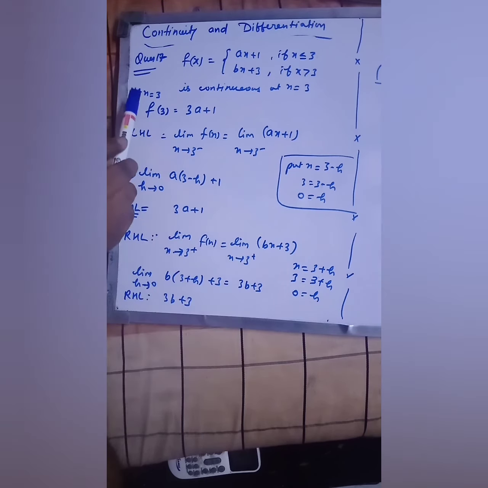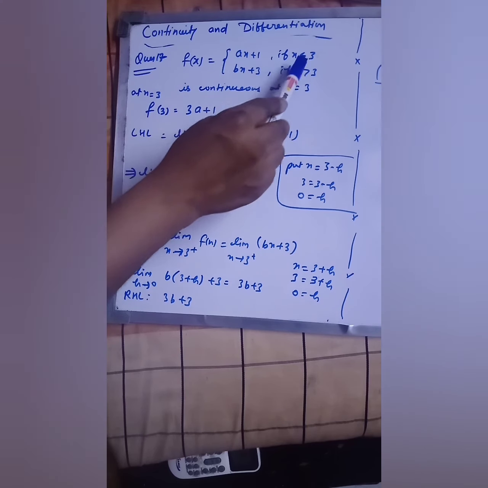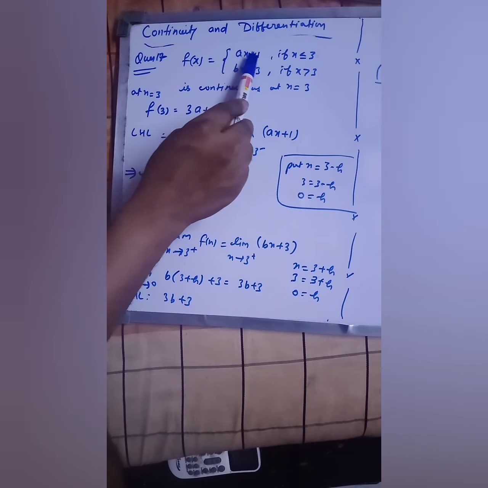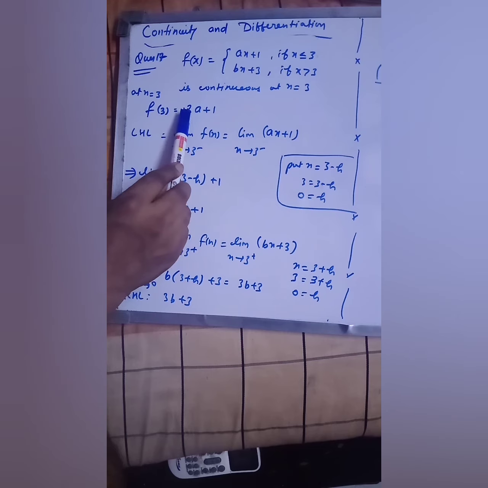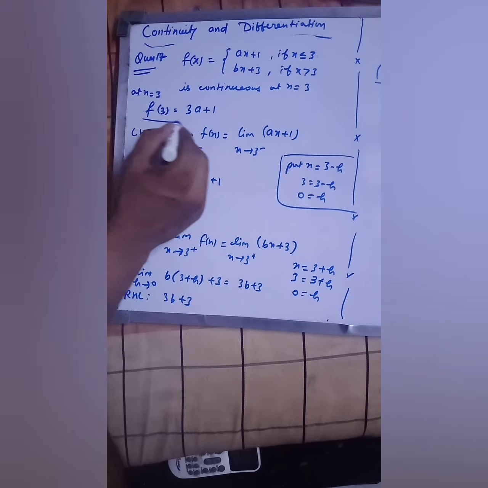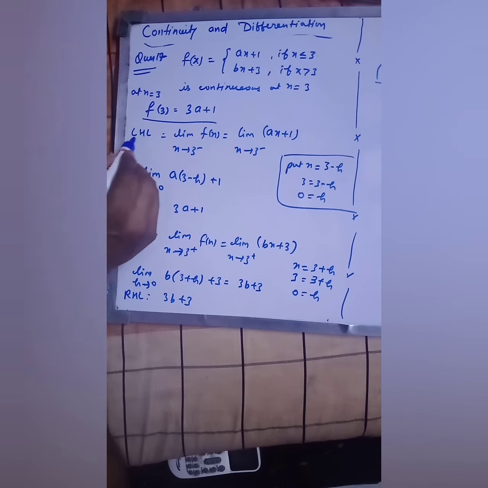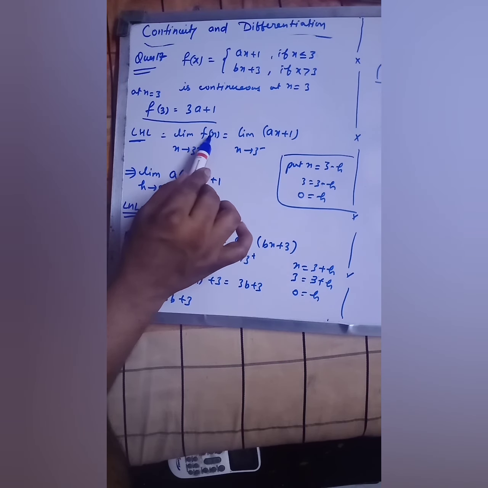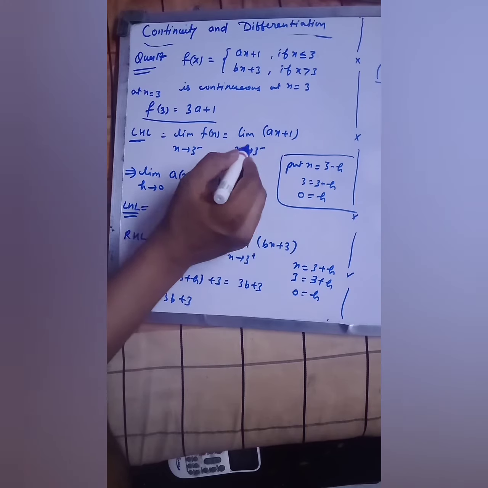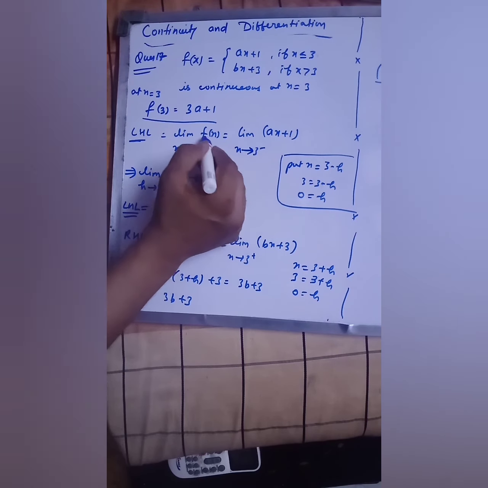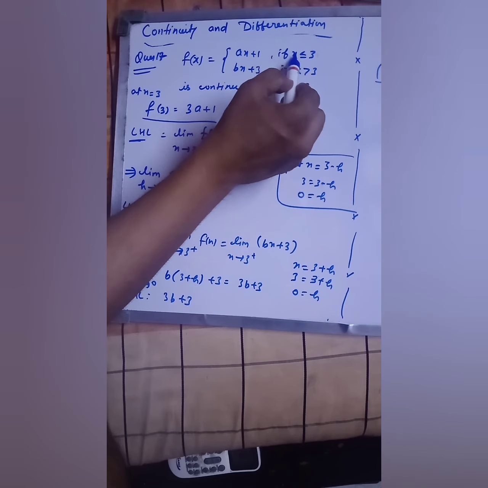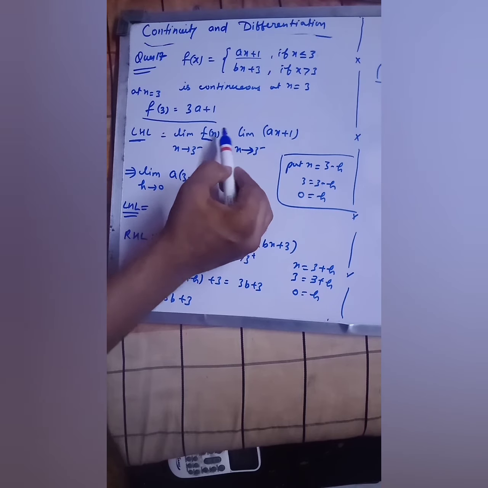Fine. So at 3 I am going to find out. When x equals to 3, this function you have to take, that would be ax plus b. So in place of x I am putting 3, so you will get 3a plus 1. This is the value of function at x equals to 3. Now I am solving left hand limit, limit x tends to 3 minus of function f(x). If it is 3 minus, that means x is less than 3.